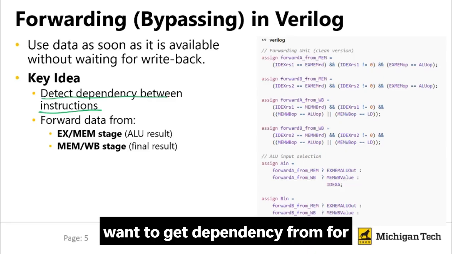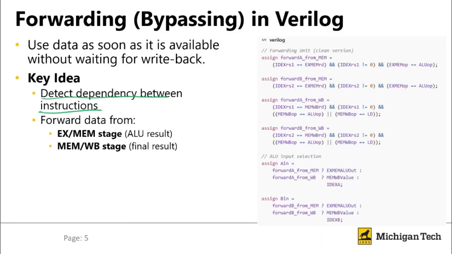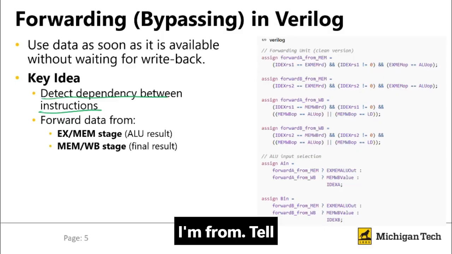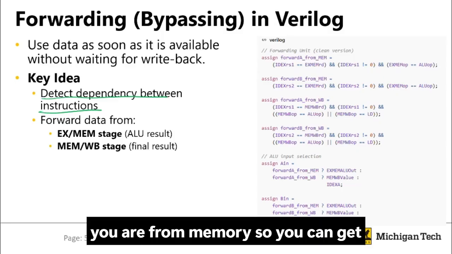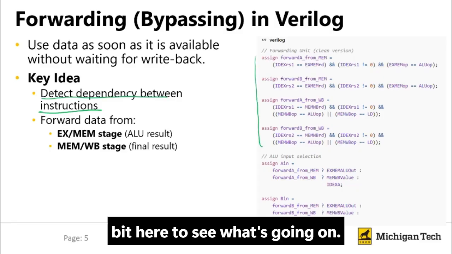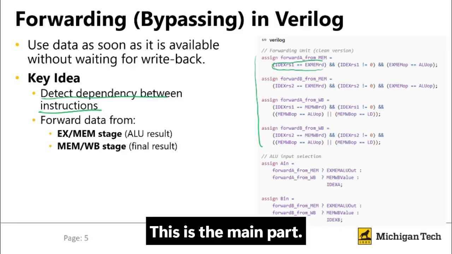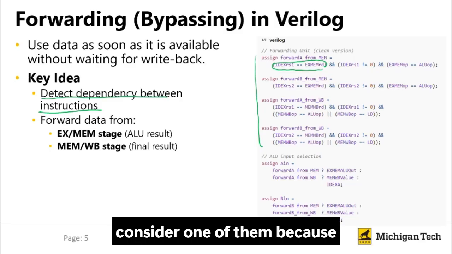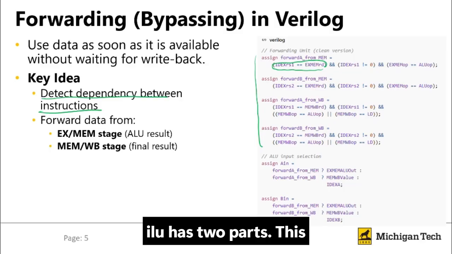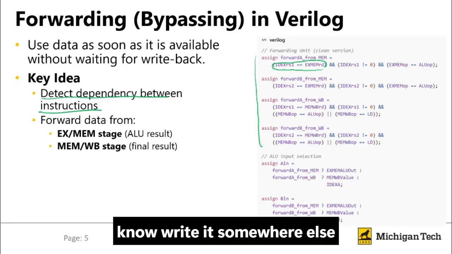You want to get the data from, for example, memory or from the ALU. So you can get that. Let me explain a little bit here to see what's going on. This is the main part. Let's just consider one of them, because the ALU has two parts. This is the ALU.